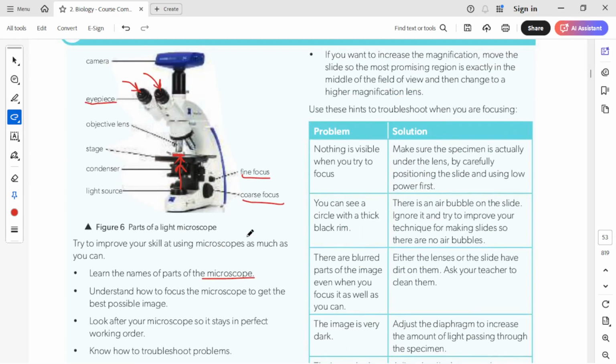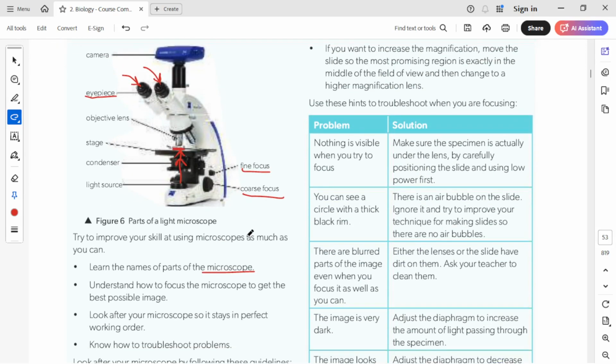Okay, so here, if you want to increase the magnification, move the slide so the most promising region is exactly in the middle of the field of view, and then change to a higher magnification lens. How can you change to a higher magnification lens?